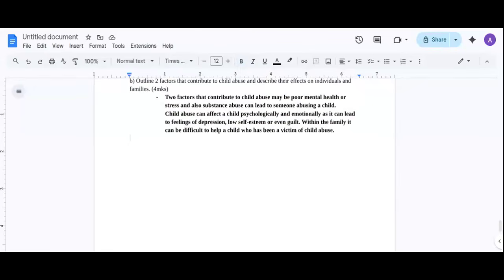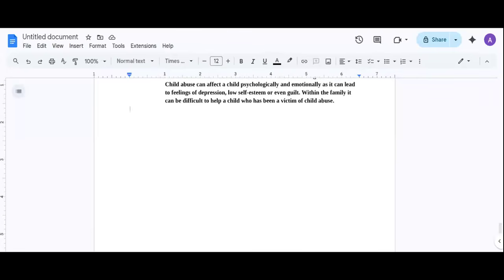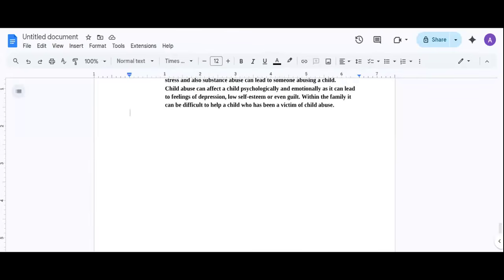And also, as Tanishka said, substance abuse can lead to someone abusing a child. They asked to describe the effects on the individuals and families. Child abuse can affect a child psychologically and emotionally, as it can lead to feelings of depression, low self esteem, and even guilt. Within the family, it can be difficult to help a child who has been a victim of child abuse. Just a side note, why do you think it might be difficult to help a child who might be a victim of child abuse?